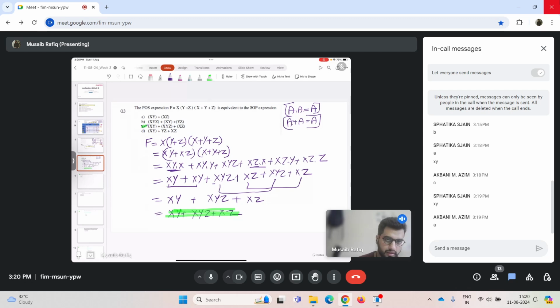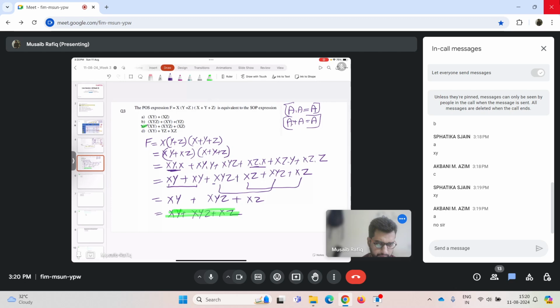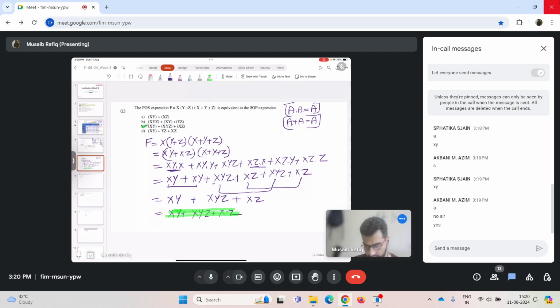Now I've seen some people writing A, some people write, okay, okay. I think you meant A times A equal to A, or A plus A. Okay, got it. You were referring to the property, right? Yeah, I got it. So any doubts in this question? Okay, the answer is C. Option C is correct.